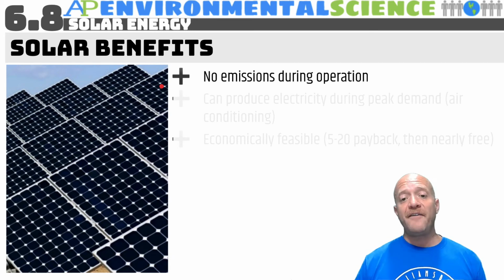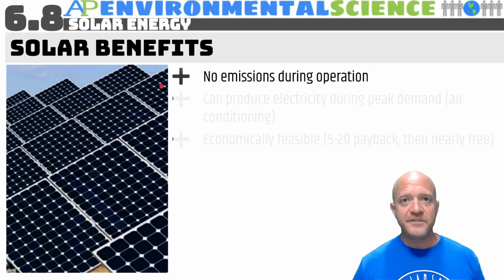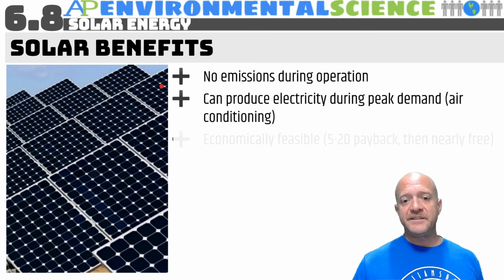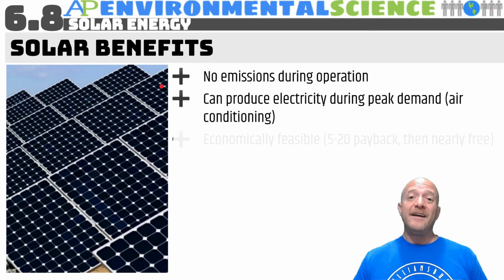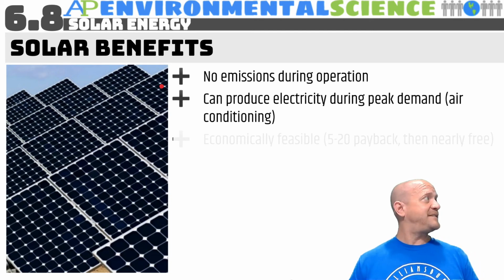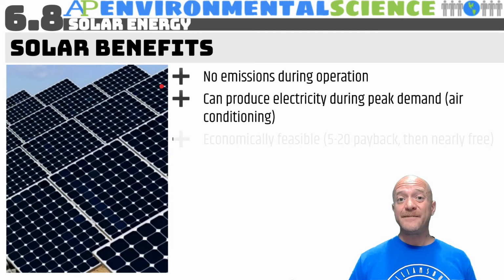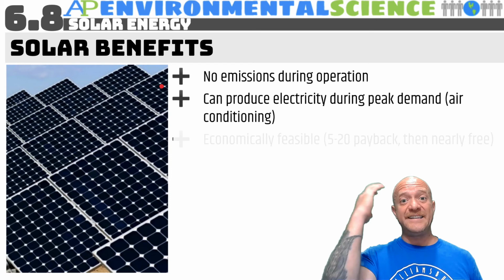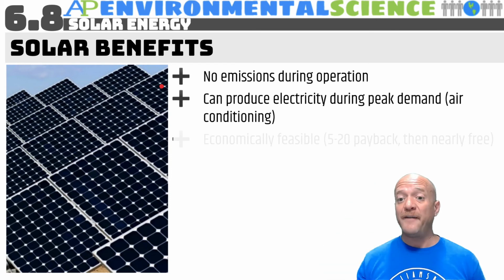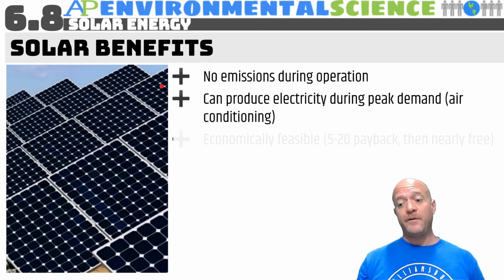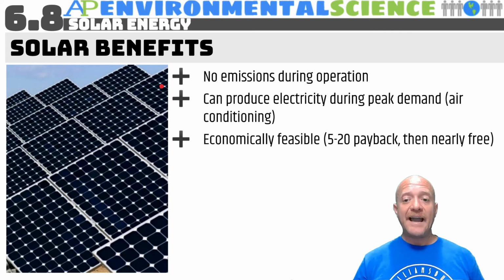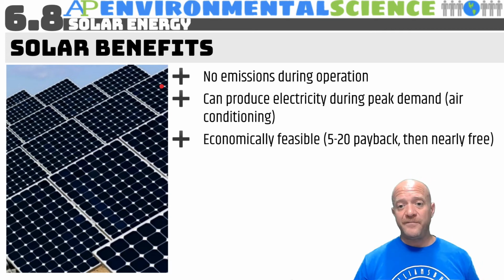So there are some benefits to photovoltaic energy or solar energy. For starters, you don't have any emissions during the operation. When you're operating these, there's no CO2, there's no greenhouse gas emissions. They can also produce electricity during the peak demand. In other words, when the sun is at its highest and the temperature is the highest, you're generating a lot of electricity because the solar energy is very intense. So it can actually help offset the air conditioning electricity requirements. And it's actually economically feasible.